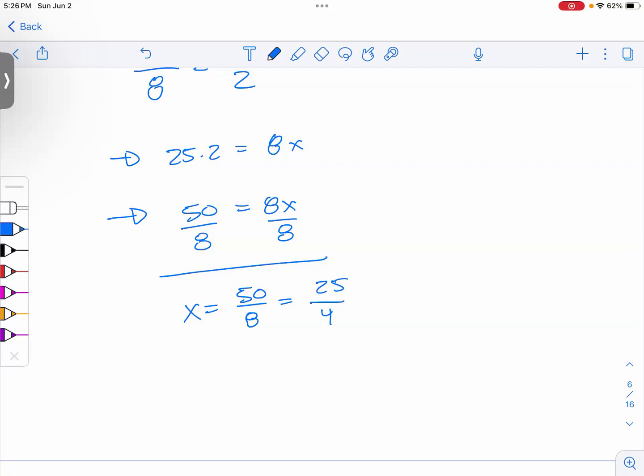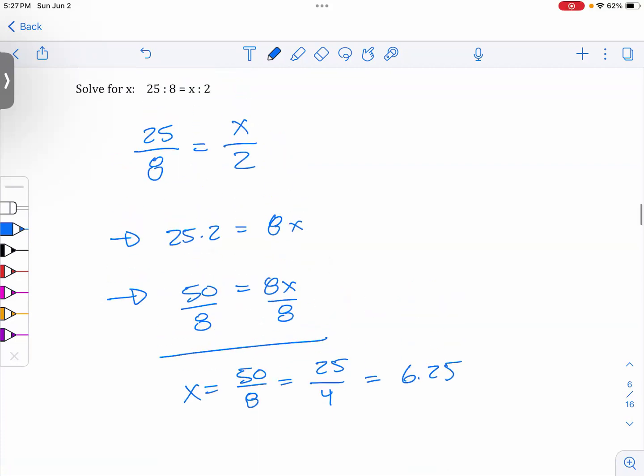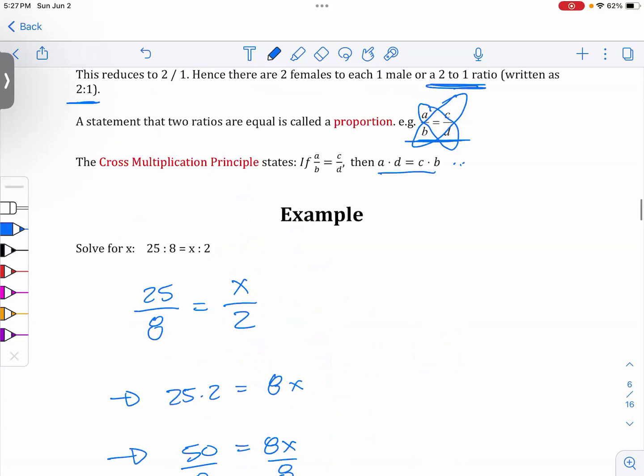And I'm not real particular whether you leave it as 25/4 or convert this to the decimal 6.25. Doesn't matter, same thing. Typically when we write ratios, you write ratios as integers. So I would write this as, well, okay, that's not a ratio anymore, but we leave ratios as the 25 to 8.